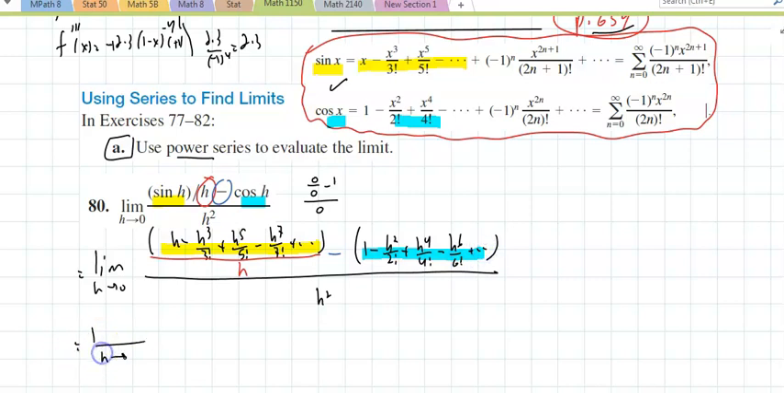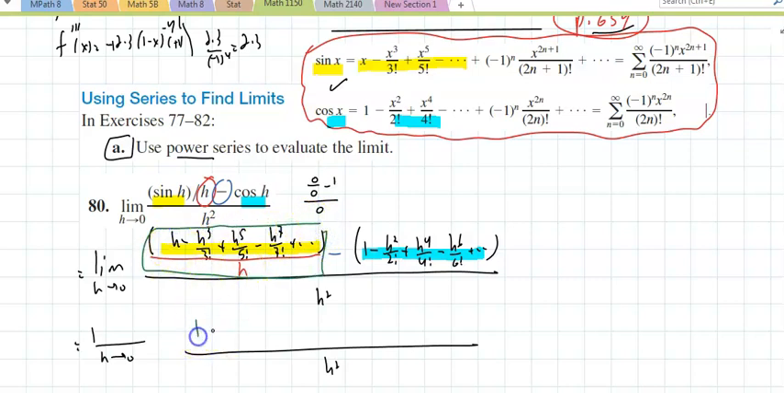So if I apply this division, if I divide each of those by h, h over h is a 1 minus h squared over 3 factorial plus h to the 4 over 5 factorial minus h to the 6 over 7 factorial, and the list goes on. If I distribute this negative, that's going to be minus 1 plus h squared over 2 factorial minus h to the 4 over 4 factorial plus h to the 6, and the list goes on.